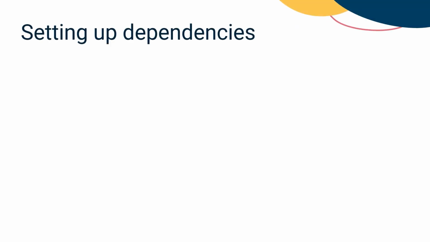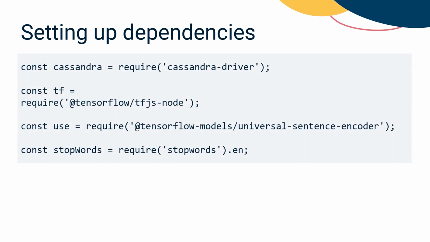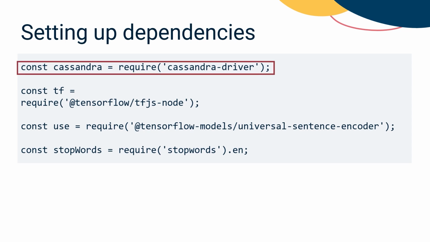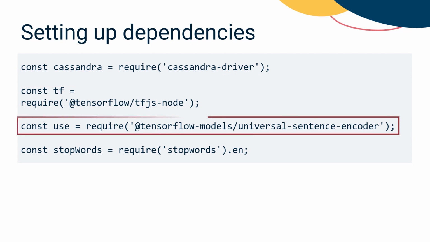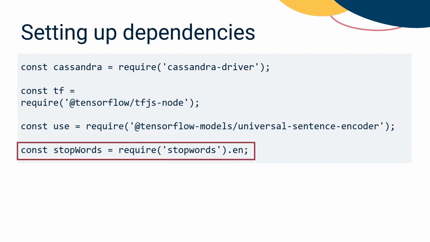The first step is setting up dependencies. Using this example, let's understand the code for setting up dependencies. Here, the Cassandra driver connects and interacts with your Cassandra database. At TensorFlow.js, the node enables the TensorFlow.js functionality for the Node.js. In TensorFlow models, the universal sentence encoder provides the pre-trained model for text embedding. The stopwords remove common stopwords from the review text.